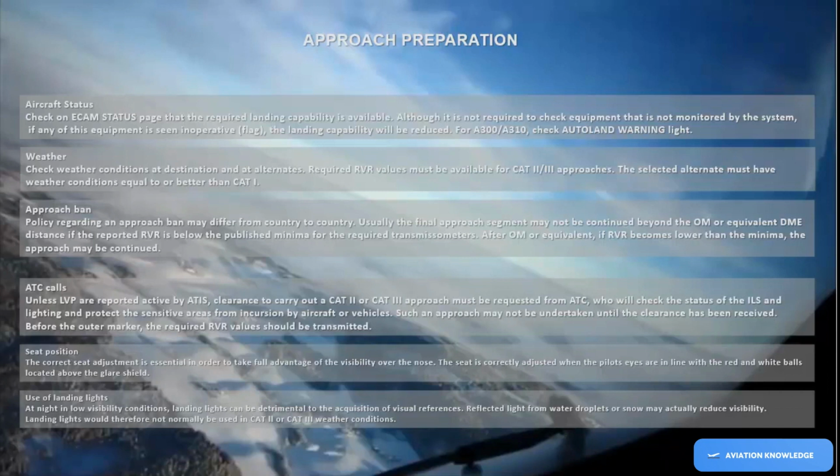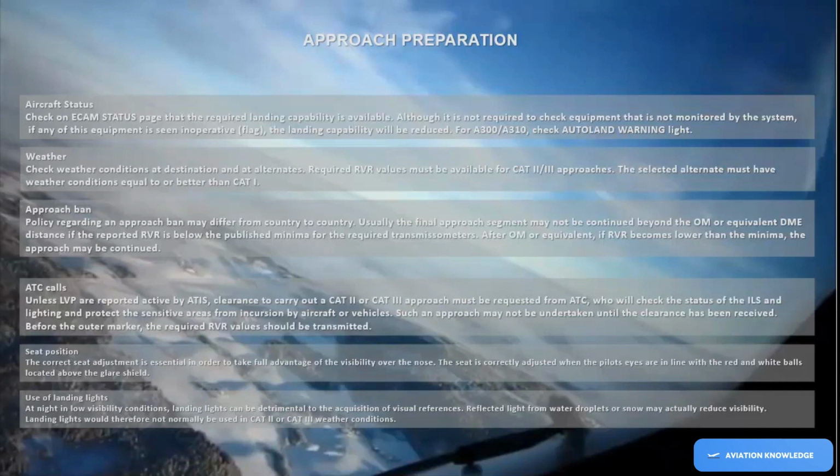ATC calls: unless low visibility procedures are reported active by Automatic Terminal Information Service, ATIS, clearance to carry out a CAT-2 or CAT-3 approach must be requested from ATC, who will check the status of the ILS and lighting and protect the sensitive areas from incursion by aircraft or vehicles. Such an approach may not be undertaken until the clearance has been received. Before the outer marker, the required RVR values should be transmitted.